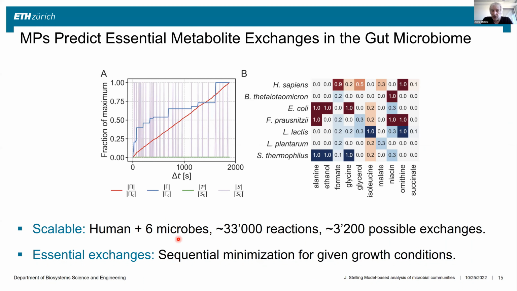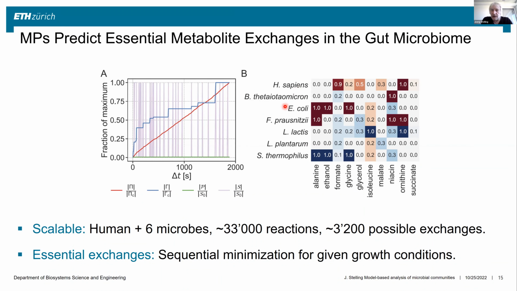And then we looked at essential exchanges. So for a given growth condition, we just minimized the number of exchanges, trying to figure out what is essential, what is not. The outcome for this particular consortium is here on the right. On top, we have the human model, then the 6 microbial models. We have in the columns the particular metabolites that can be exchanged. Red color means that a particular substance is taken up by a particular species, blue means produced.